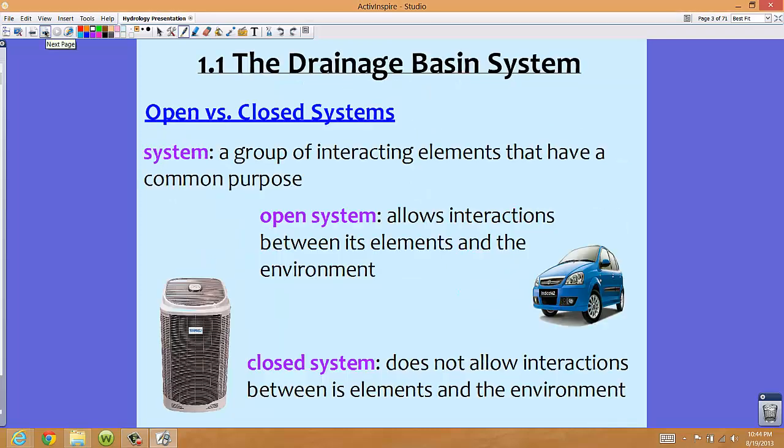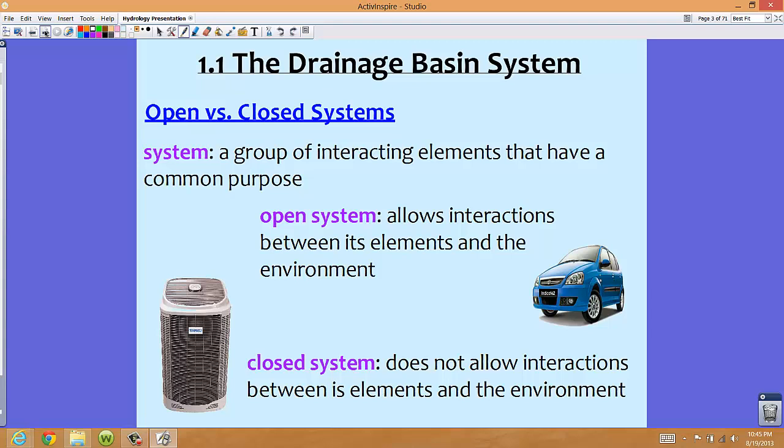So the very first section of this AICE geography, topic 1, is called the drainage basin system. So we're going to talk a little bit about the drainage basin system. So first let's talk about what an open and a closed system is. If you think back to physical science, whenever you might have taken a physical science class, we talked a little bit about open and closed systems in there.